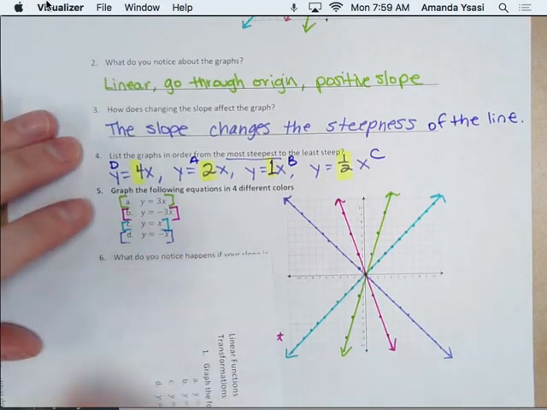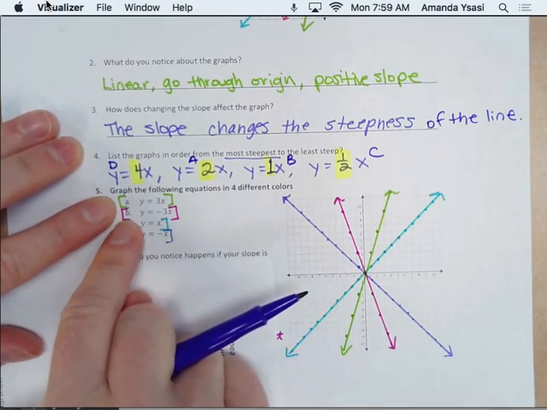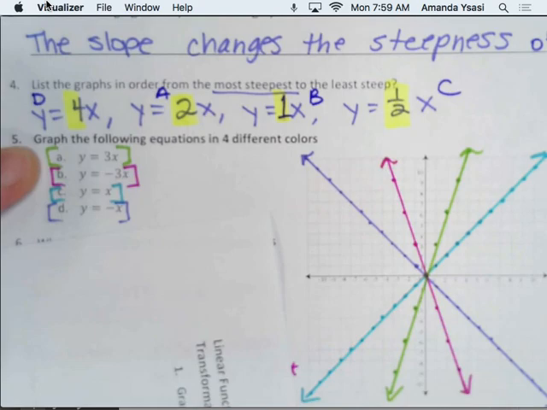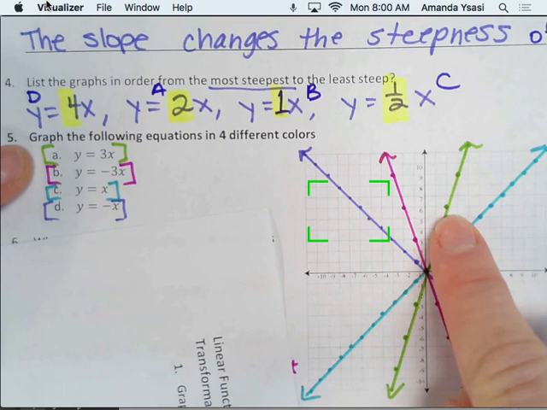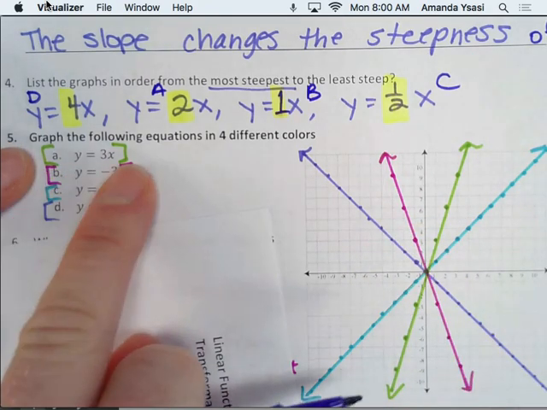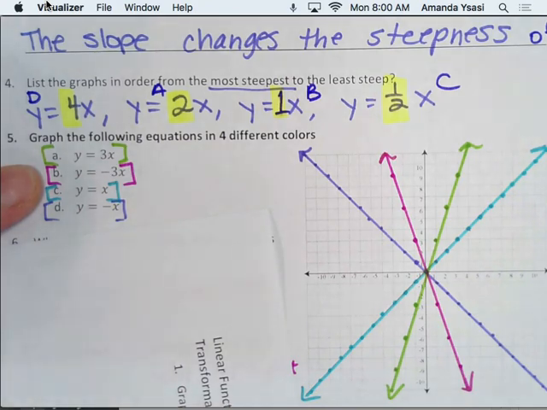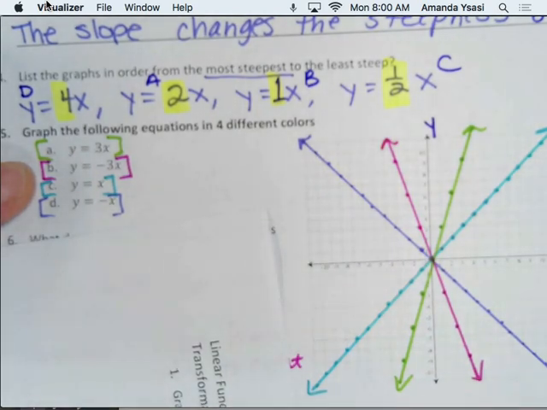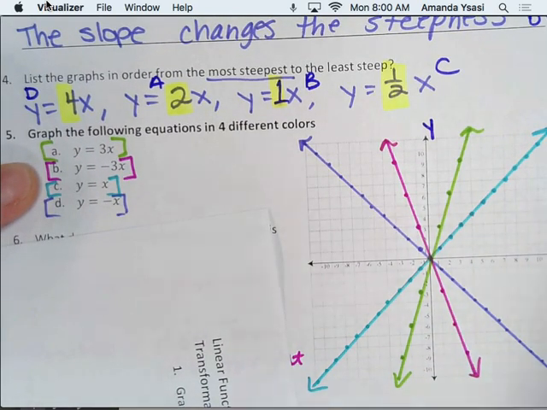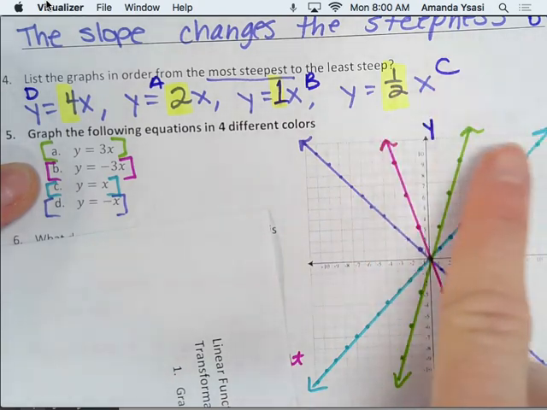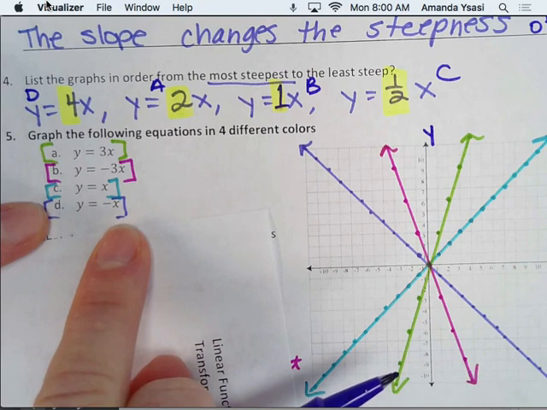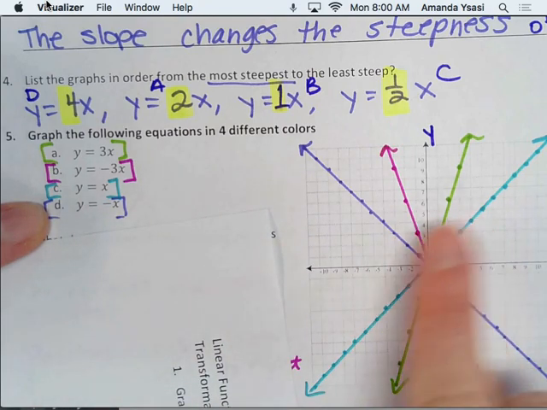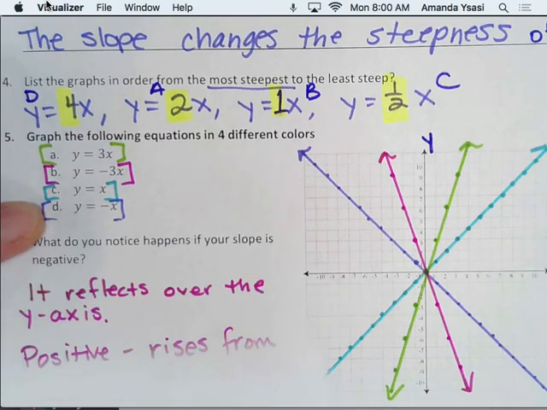Okay, so let's look at the green and pink. That is 3x and -3x. What do you notice about 3x versus -3x? They reflect over the y-axis, yeah. This is our y-axis. If I were to reflect, it would go up over there. And then y equals x and y equals -x. This is also the same thing. You reflect it over that axis.